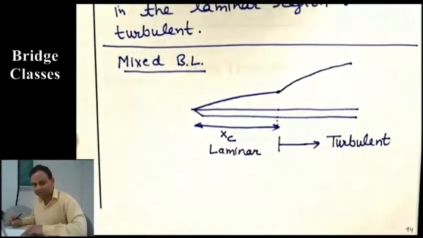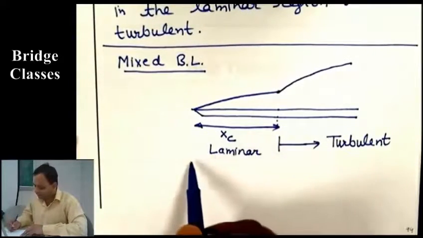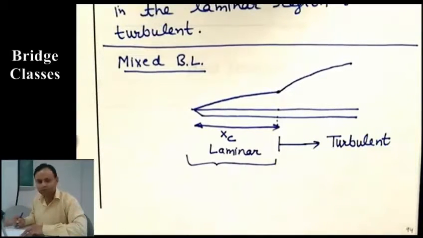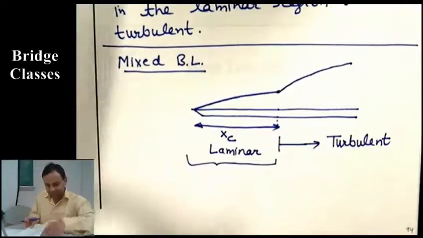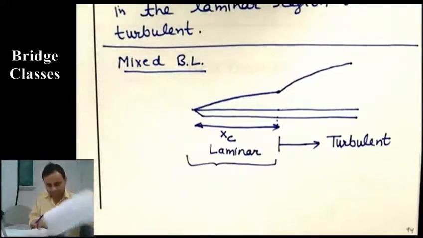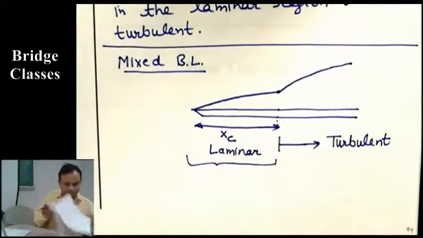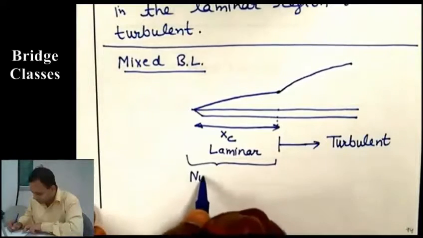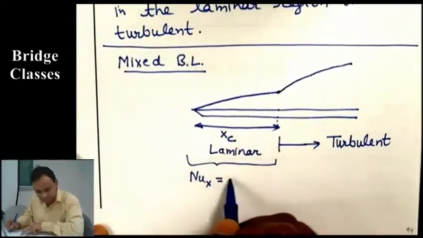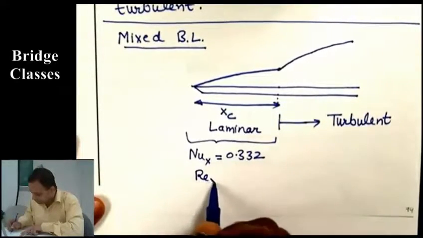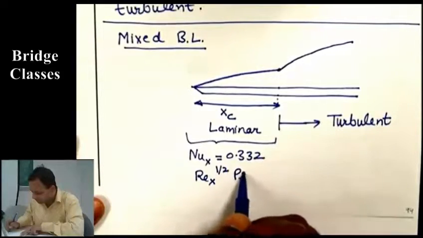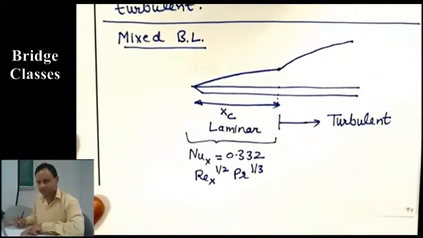If we are interested in the local convection coefficient, then in the laminar region, you will use the formula that is applicable for the laminar region. Let me write that formula again. That was the local Nusselt number, which is 0.332 times Reynolds number to the power 1/2 and Prandtl 1/3. Okay, this is the formula.